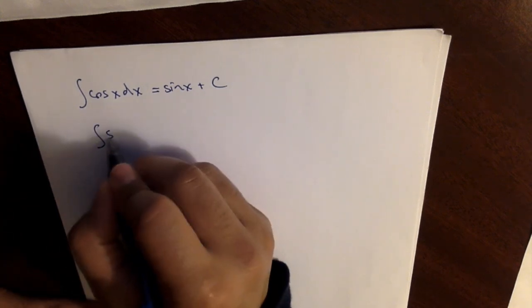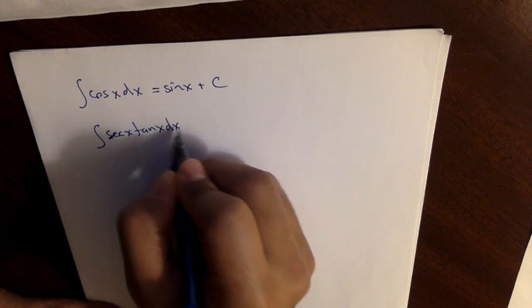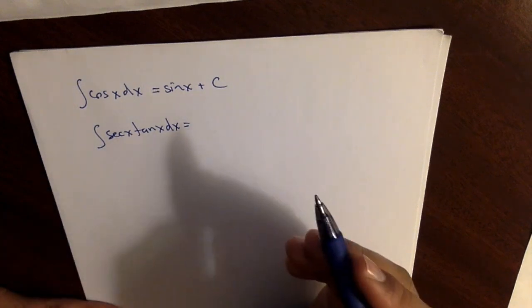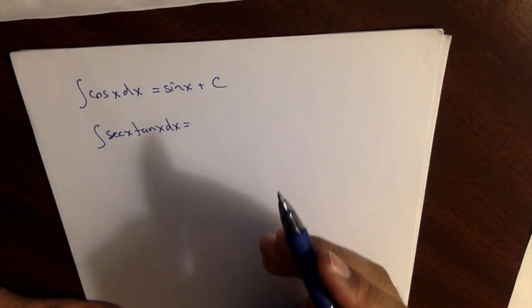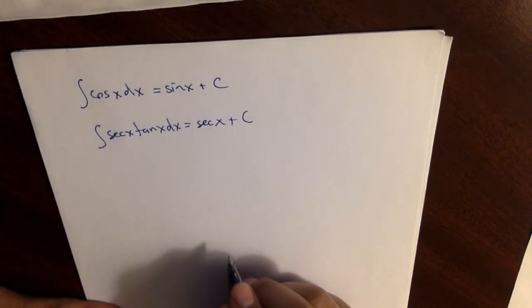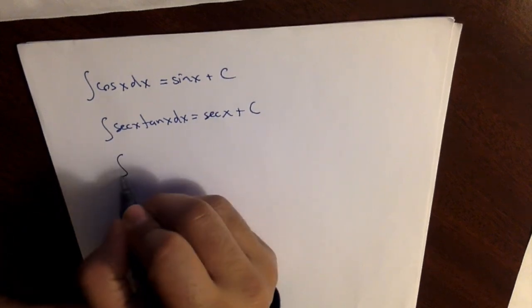How about the antiderivative of the secant times the tangent? Our method will be, can we remember something whose derivative is secant tangent? Secant, great. Secant x plus c, done. The derivative of secant is secant tangent. Okay, how about this one?